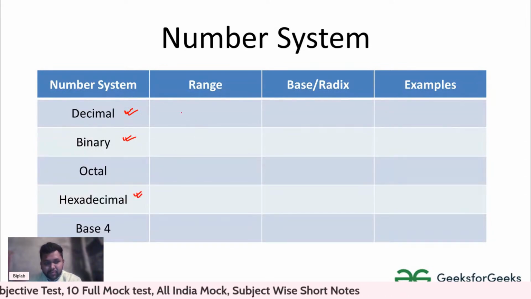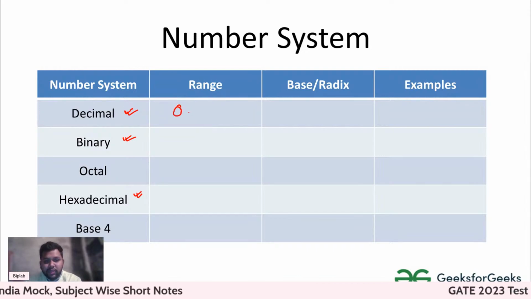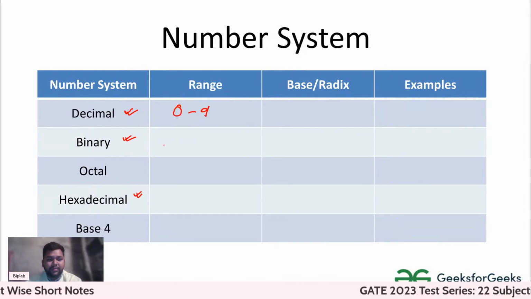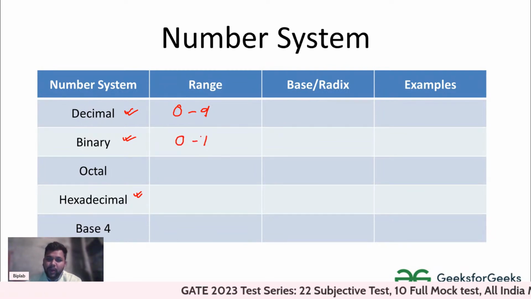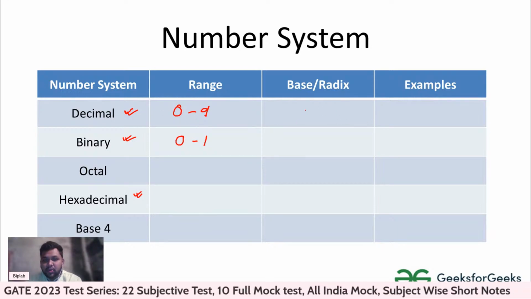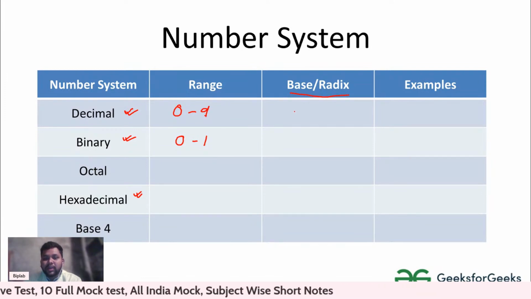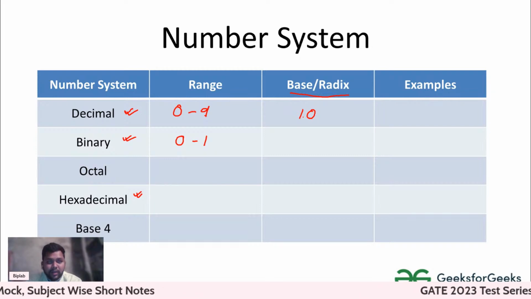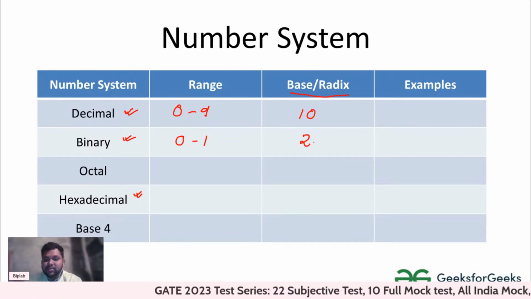So what is the actual range of decimal? We use 0 to 9. In binary, we use 0 and 1, there are only two numbers. In decimal, we have 10 numbers. That is also called the radix or base, that is, how many unique digits are present in that number system. In binary, the base is 2.